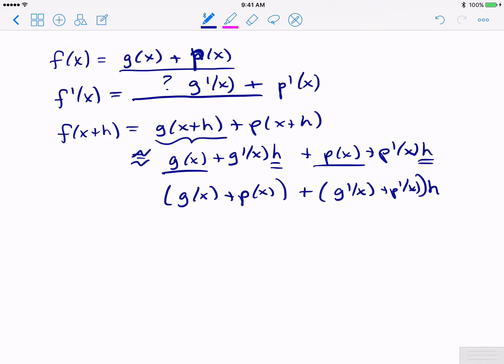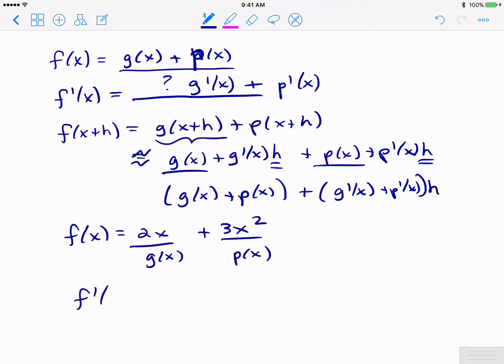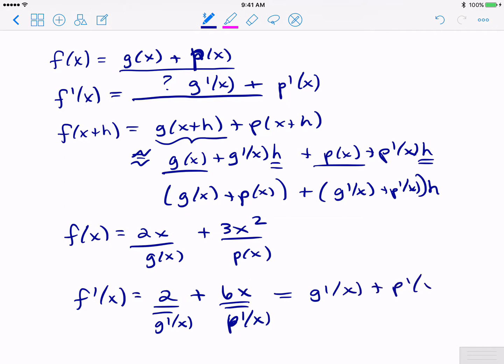So for example, say f of x is 2x added to 3x squared. The 2x would be your function g of x, and 3x squared would be your function p of x. So f prime of x is 2 plus 6x. Here 2 is g prime of x using the power rule we just discussed, and 6x is p prime of x. So we have the two derivatives added to each other.